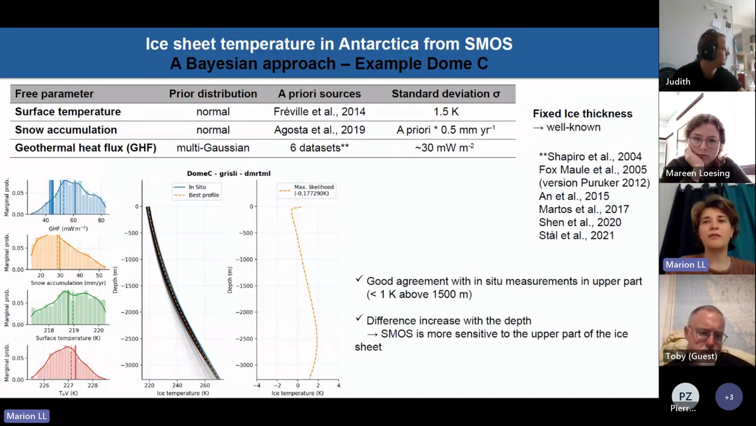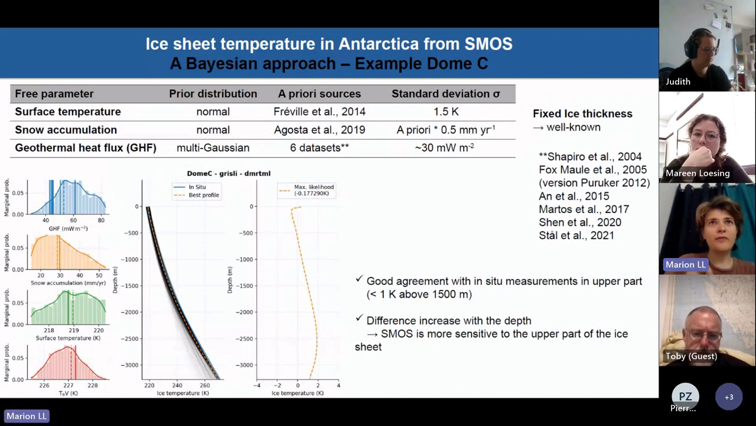So it's expected because we know that the sensitivity is higher in the upper part of the ice sheet, and we lose sensitivity when we go deeper. So we have to keep this in mind. This is for Dome C, and we can do the same for the 8 other sites where we have observations.